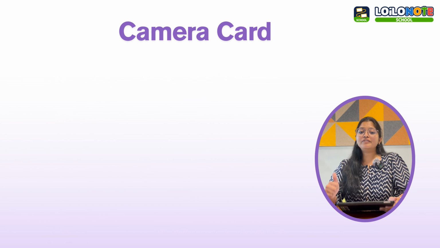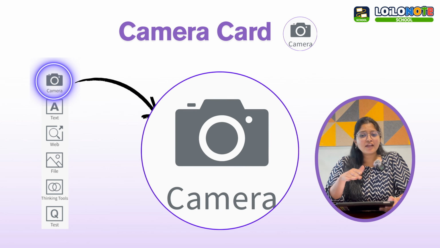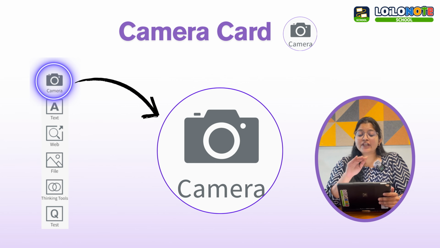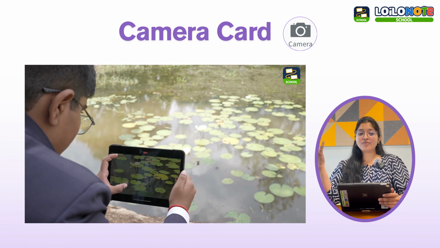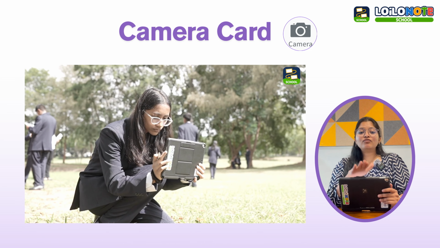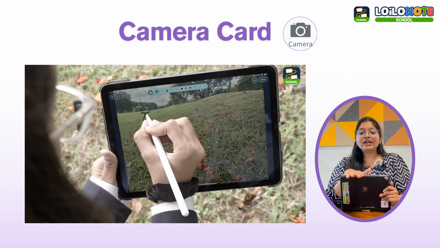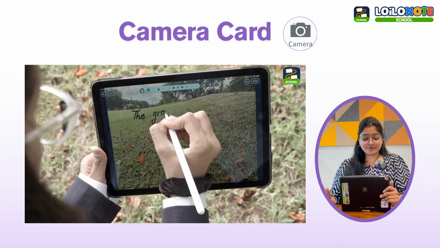So the first tool we will see is the camera tool. Click on the camera icon and you can take both photos and videos directly within the LoiLoNote. This tool is perfect for recording observations of your surroundings, documenting science lab experiments, or capturing photos of handwritten notes. So let me demonstrate by taking a photo of this plant here.